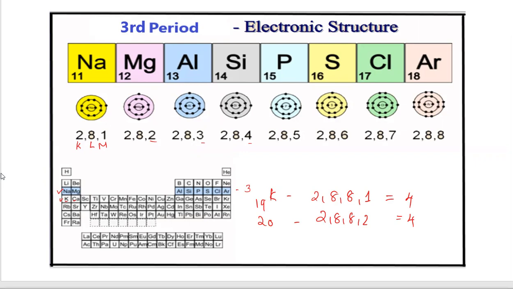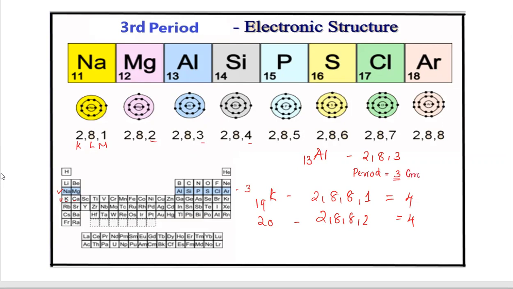Another example, suppose aluminium. Find the group and period to which aluminium belongs. We know aluminium atomic number is 13. Let us write the electronic configuration: 2, 8, 2 plus 8 is 10, 3. 13. Aluminium electronic configuration we wrote 2, 8, 3. Now count the number of shells: 1, 2, 3. So we got period 3. This belongs to the third period.